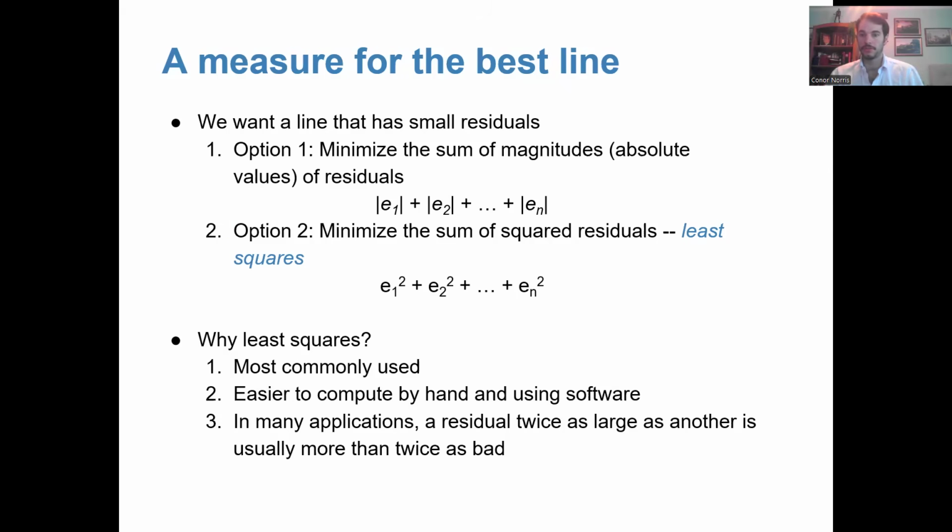Why least squares? First, it's simply the most commonly used method. But second, it's easier to compute both by hand and with software. And third, in many applications, a residual twice as large is usually more than twice as bad. And when we square the residuals, it captures that.